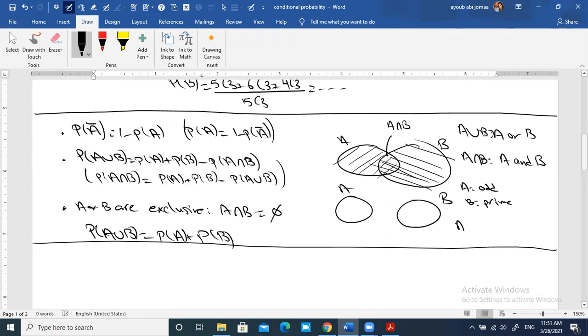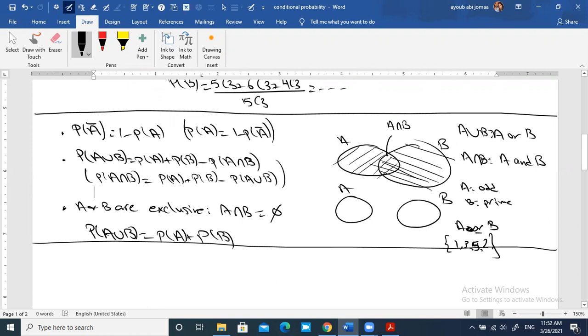Okay. A or B means that when you say event A or B, the number is prime or odd. Yes, the number is odd or prime. The odd numbers are 1, 3, 5; the prime numbers are 2, 3, 5. So A or B gives the numbers 1, 2, 3, or 5.